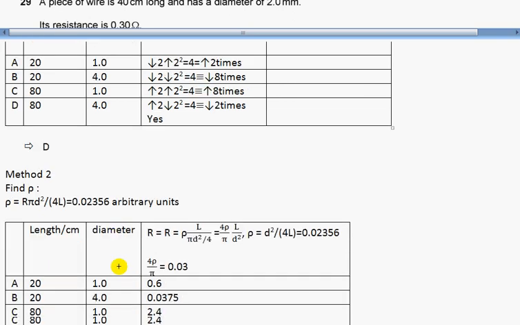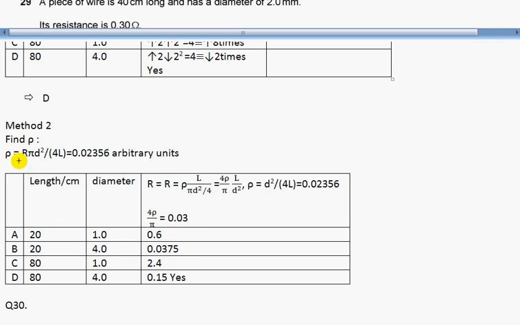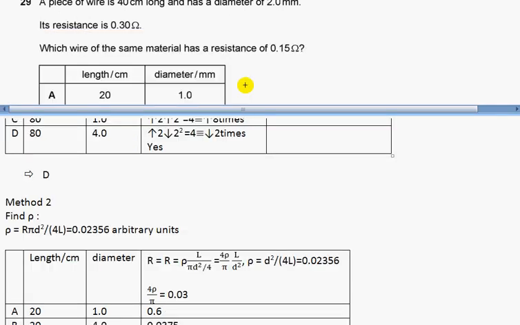Another method is to find rho from the first wire, and then calculate the resistance of the other wires. After rewriting, you can use the same constant. It will be 0.03, and you should just multiply by L and divide by D squared. So I calculated and I found the correct answer again at D. So this was 29.